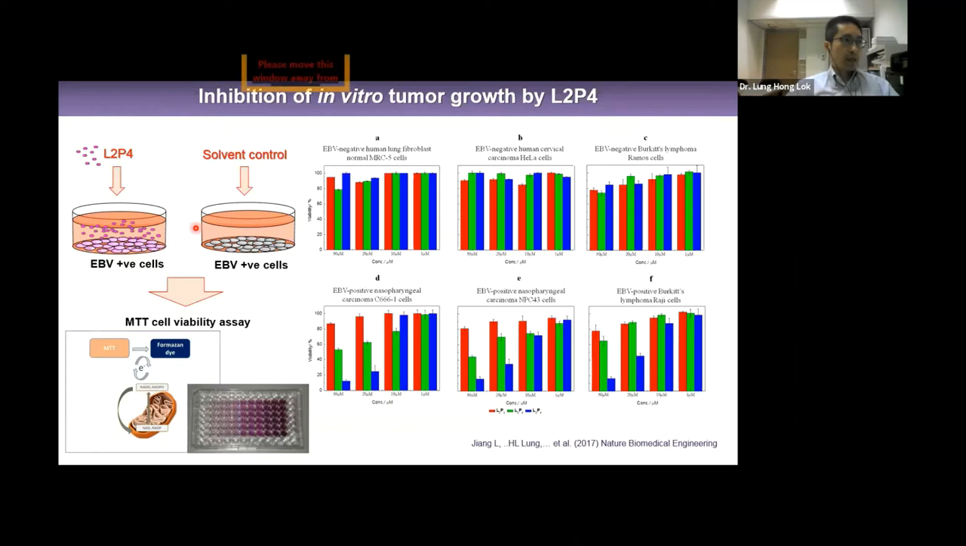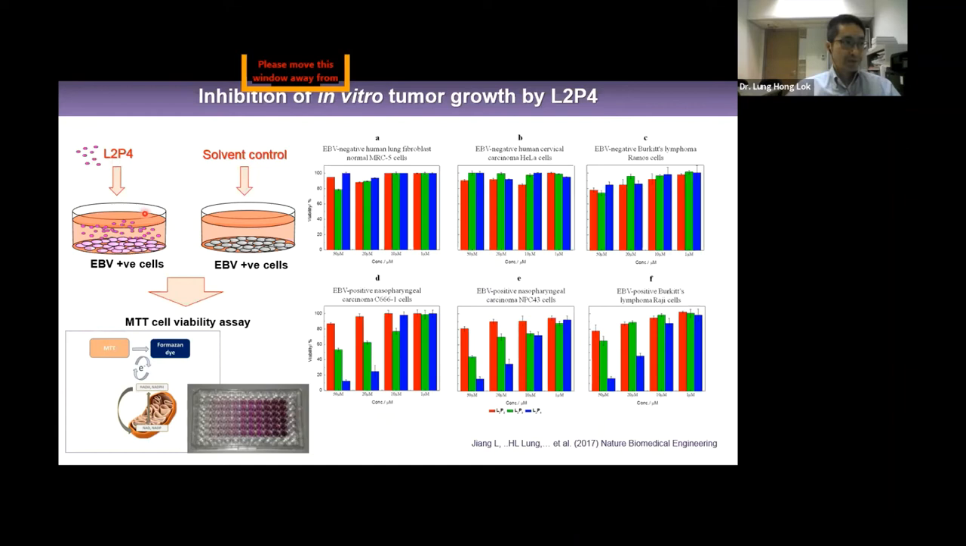In parallel, we also include a solvent control. So what's the solvent control? It also contains the EBV positive cells, but we don't add L2P4. We only add the solvent to the culture dish, the same solvent used to dissolve L2P4. It's a solvent control, and this is very important, because how do we know L2P4 will be effective to suppress the tumor growth? We need something to compare with. So the solvent control is the control without the drug, and we want to test whether the cell number will be different after the treatment with L2P4.